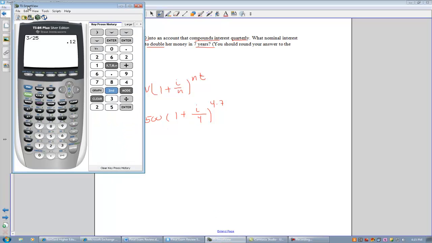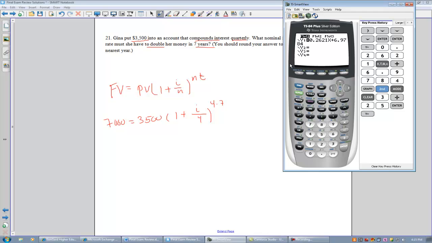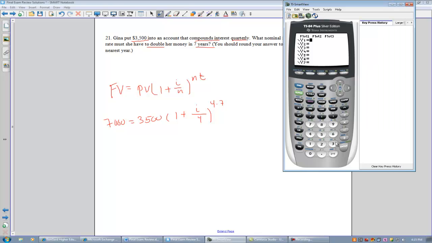So let's pull this up and move it over here. Hit y equals, clear this out. Turn off your plot if it's on, because that'll mess things up. So now my plot's not on. First I'll graph the formula, so 3,500, left parenthesis 1 plus, and then I have my I, which I make x, divided by 4, in parenthesis, raised to. Now if you want to put 4 times 7 down, you have to put that in parentheses, but I know 4 times 7 is 28, so I'm just going to put 28, hit enter, and then in y2 I put my 7,000. And then I'm going to go to my window.